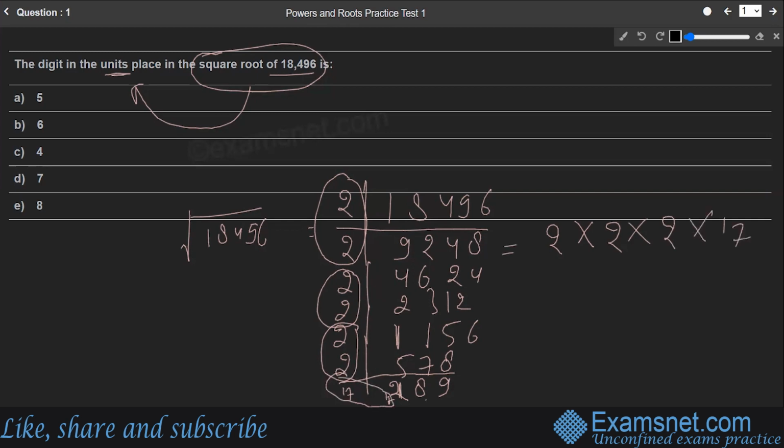So this is going to be the square root of 18,496, which is nothing but 2 times 2 is 4, 4 times 2 is 8, 8 times 17 is 136. So that is the square root of 18,496. And he has asked for the unit digit. So the digit at the unit place is nothing but 6. That becomes the right answer for us.